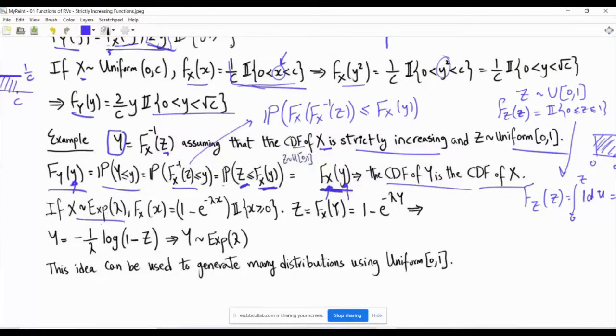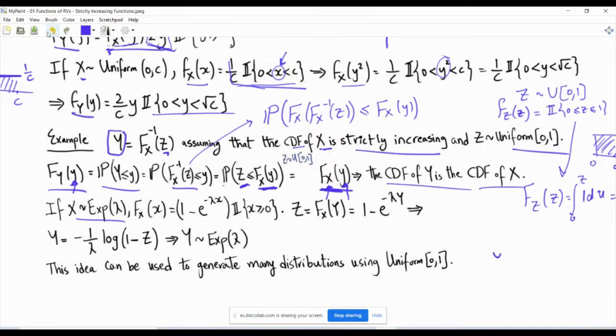So basically we want to generate random variables. Our target distribution is the exponential lambda distribution, okay? And then what should we do? The idea is, again, we apply the inverse CDF.